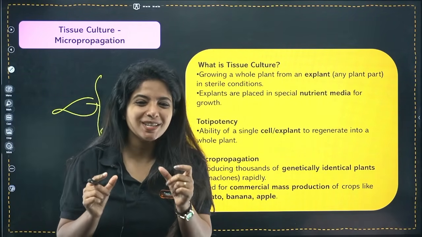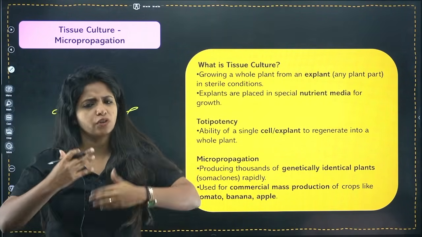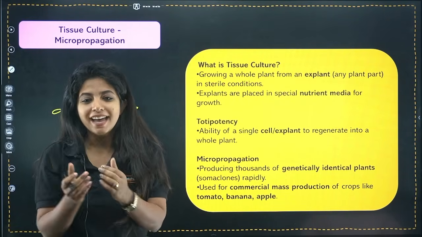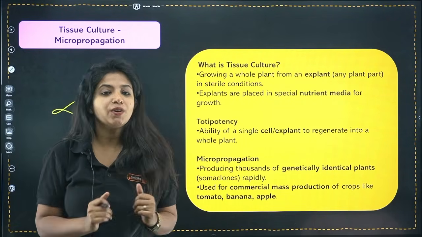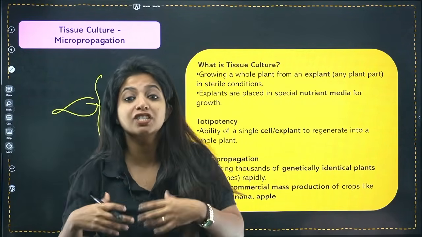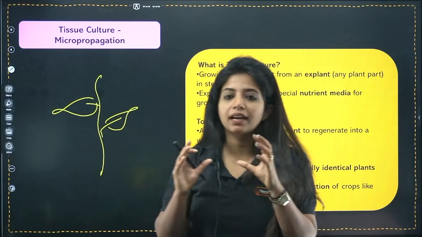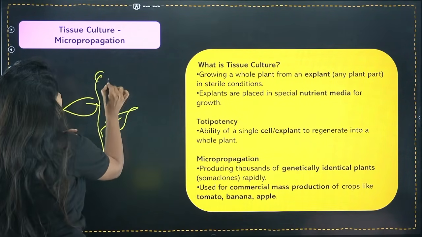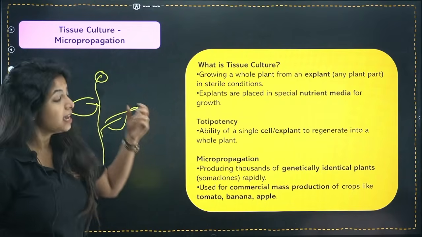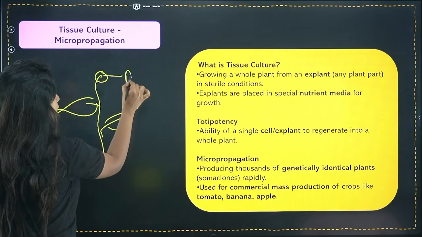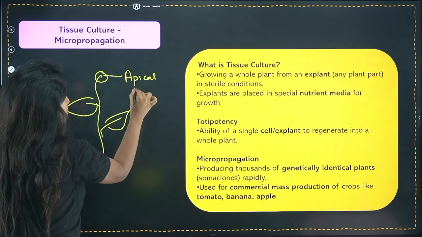So there are actually certain cells which have an ability to divide, go on dividing and give rise to a whole new plant. You call these cells meristematic cells, and mostly they are located at the apex. That means at the tip. Okay, so this part you call apical meristem.